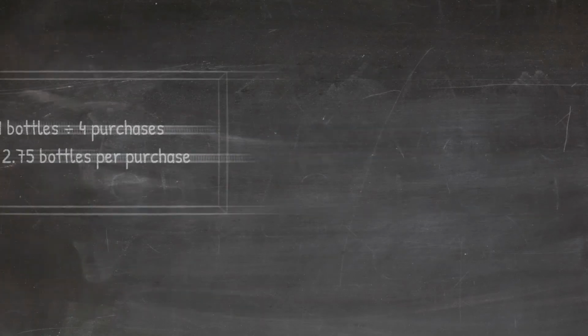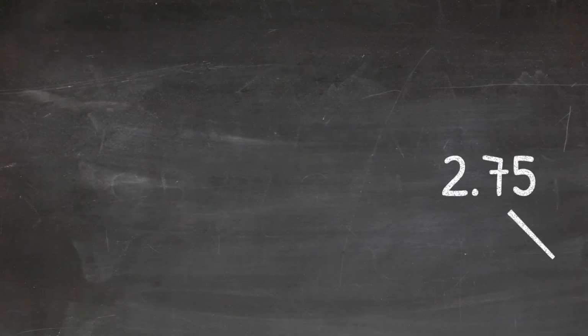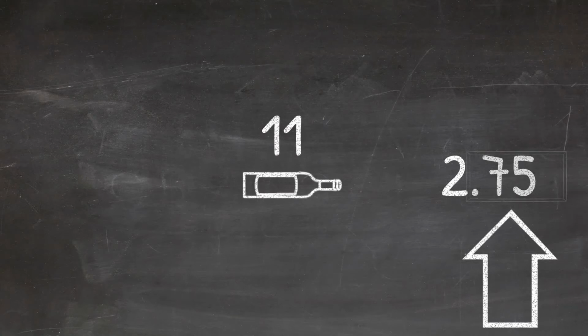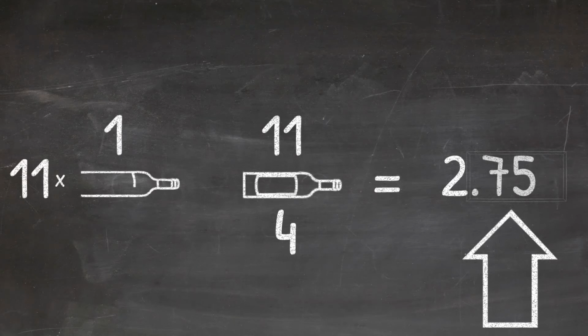The bit to notice here is the 0.75, or 3/4. That's a clue. The mean has to be a multiple of 1/4, and 0.75 is 3/4. In our sum, we said 11 bottles divided by 4 purchases equals the mean 2.75. So the mean has to be a multiple of 1/4. In this case, 11 times 1/4, that's 11/4.